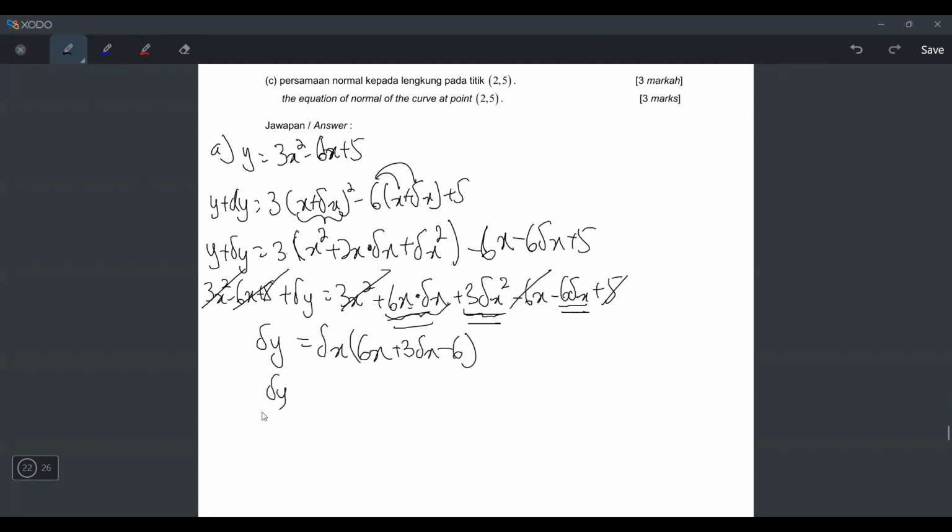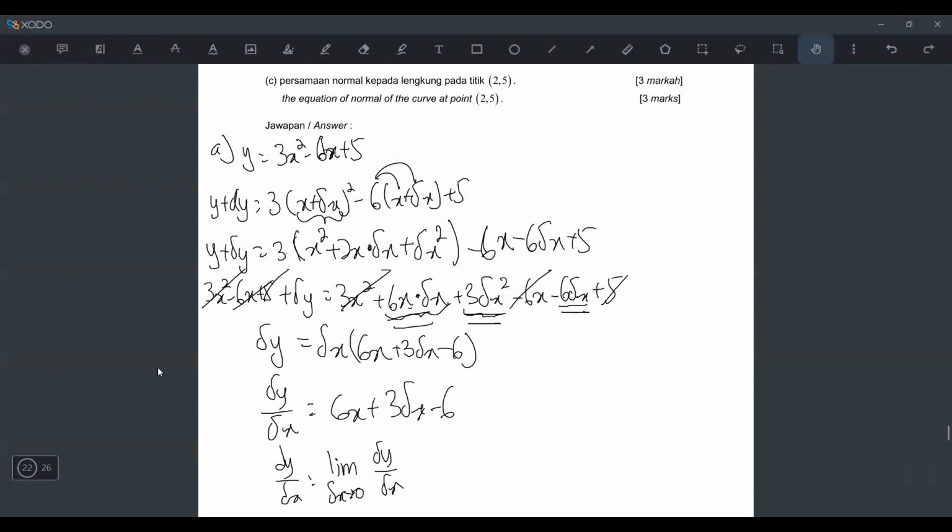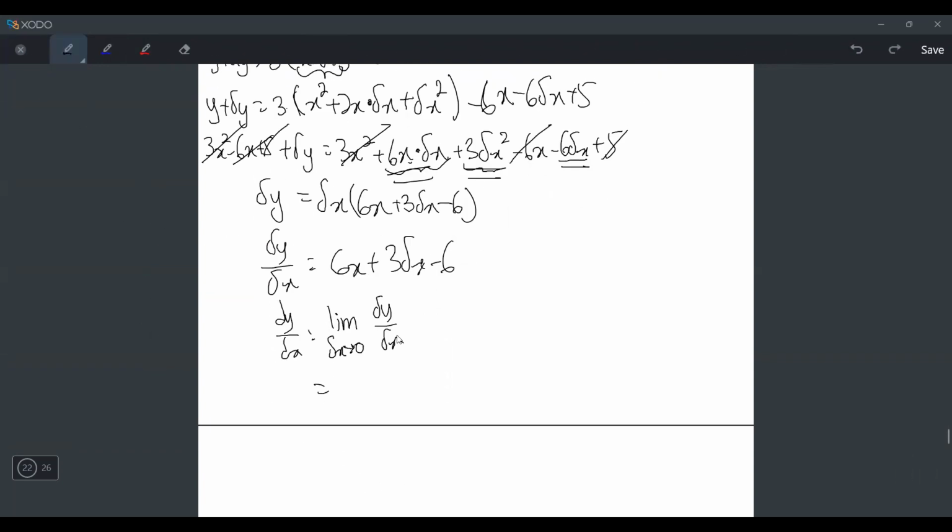And now you can find the delta y over delta x. It's 6x plus 3 delta x minus 6. And now you have to remember writing this: dy dx equals to the limit as delta x approaches 0 of delta y over delta x. It means if I want to find the dy dx, I will take the delta y over delta x equation, but replace the delta x with 0. So 6x plus 3, replace this with 0, minus 6. So the answer is 6x minus 6.